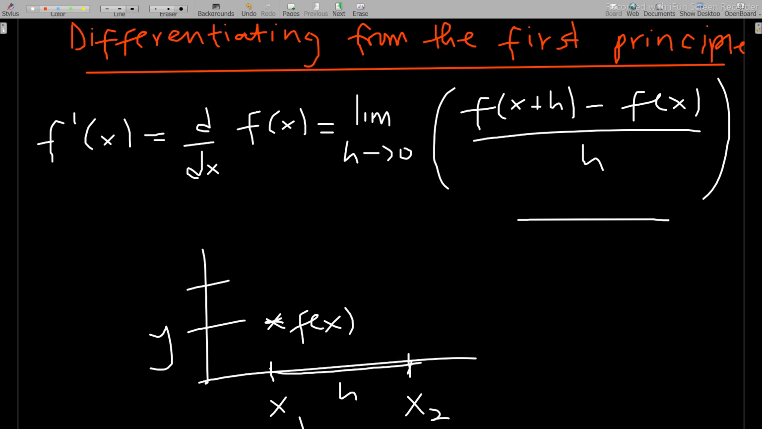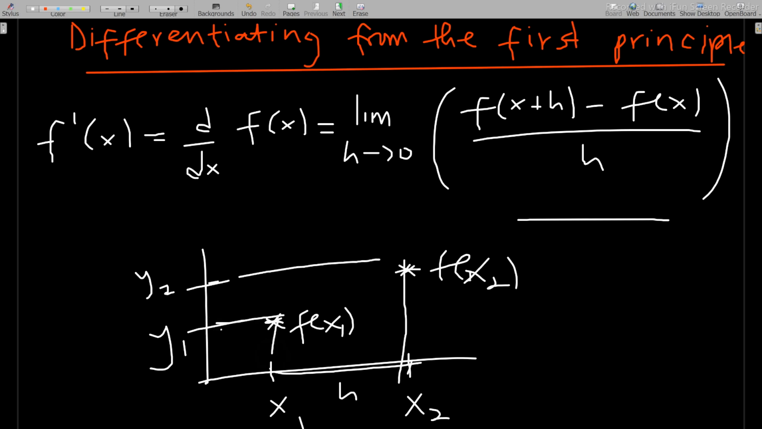It means the function will move from f of x1 to f of x2. At this point we get another y, so let's say y1 and y2, where y2 is f of x2. If I want to check the gradient of this line, the gradient is just y2 minus y1 over x2 minus x1. That is the proof.